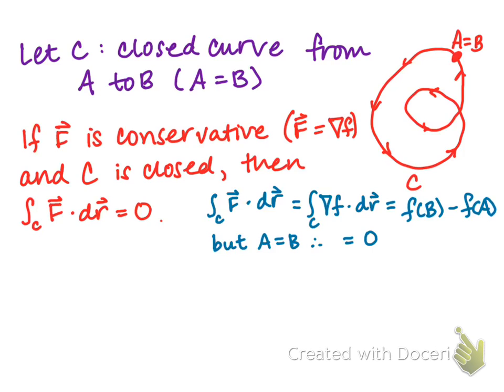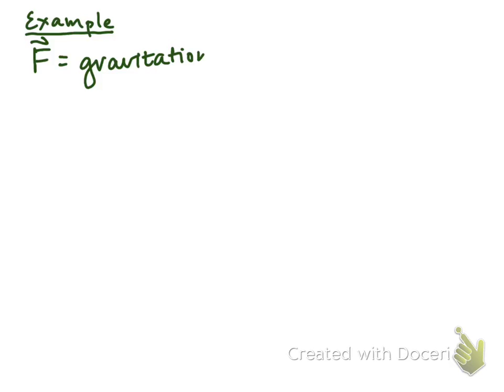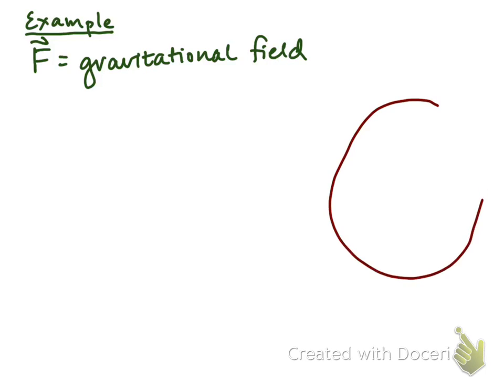All right, so let's think of this in a more practical way here. Let F be the gravitational field, okay? So F is the gravitational field. Here I'll draw a picture of a closed curve C. And, okay, here's my curve. Here's my point A, B.